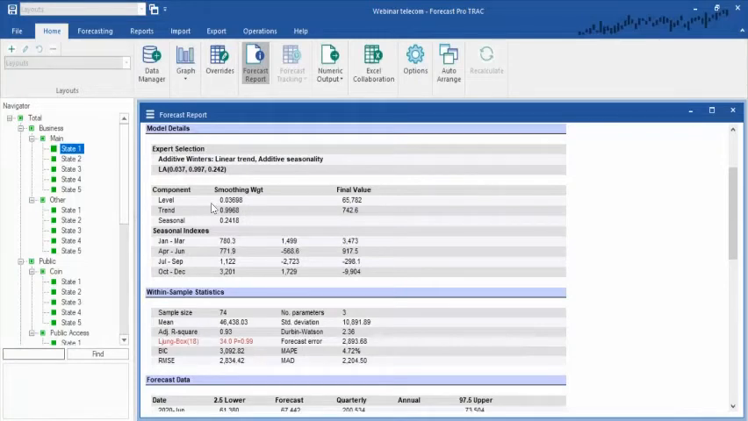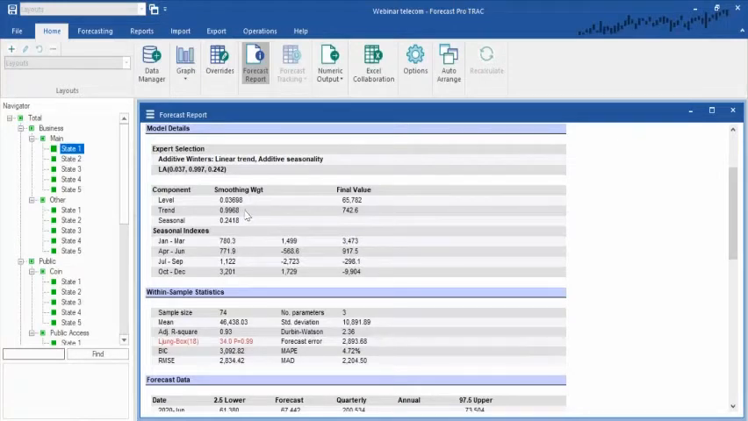If a smoothing weight is small, and by that I mean close to 0, then we're going to do a lot of smoothing. So the level smoothing weight is 0.03. That's a very small value. And it says to get the current sales level, we're going to use a lot of data. We're going to do a lot of smoothing.